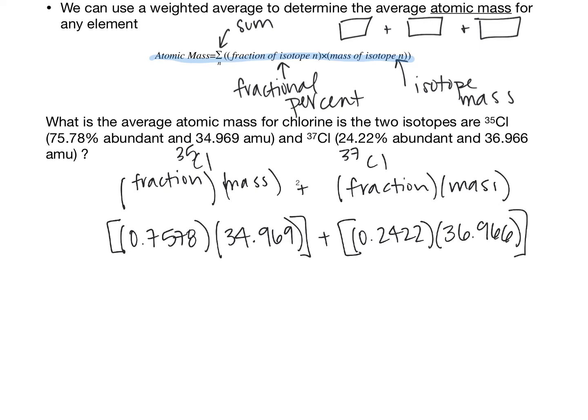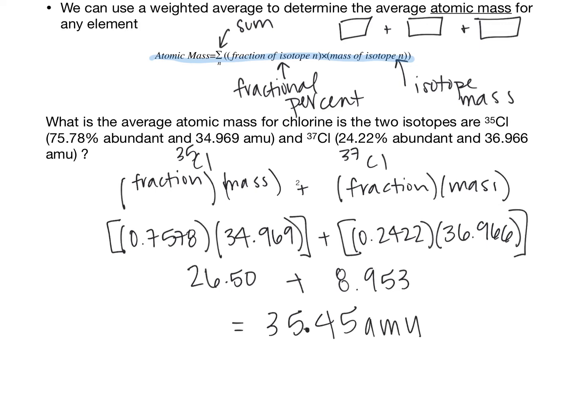When we do this, we want to make sure that we're keeping track of our sig figs. We multiply these together, and that gives you 26.50, because the abundance controls the number of sig figs, plus 8.953 for the second number, and together that's going to give you 35.45 AMU. It's important to track your significant figures through this calculation, looking first at the multiplication and then at the addition. In addition, it is controlled by the value with the fewest number of digits after the decimal point.